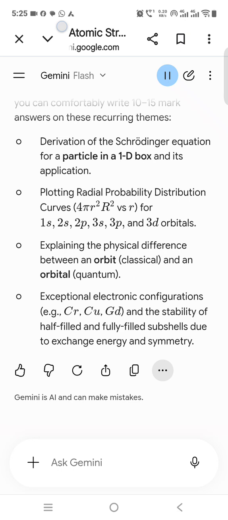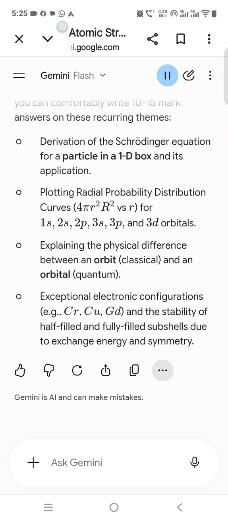Hund's rule of maximum multiplicity. Pairing of electrons in degenerate orbitals, orbitals belonging to the same subshell with equal energy, like px, py, pz, does not take place until each orbital is singly occupied with parallel spins. This minimizes interelectronic repulsion. High-yield topics for IAS mains, trend analysis.